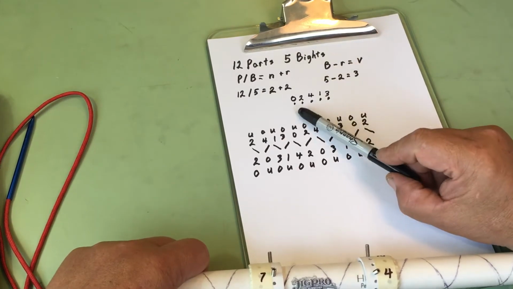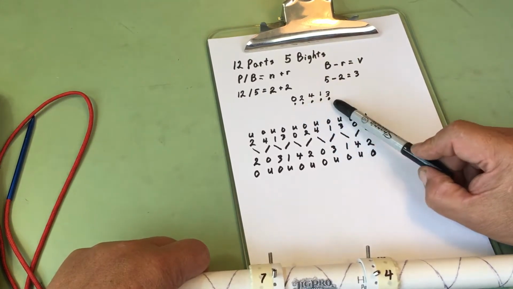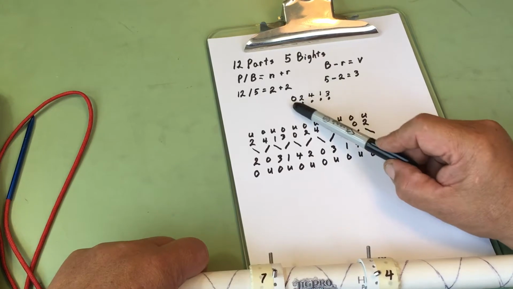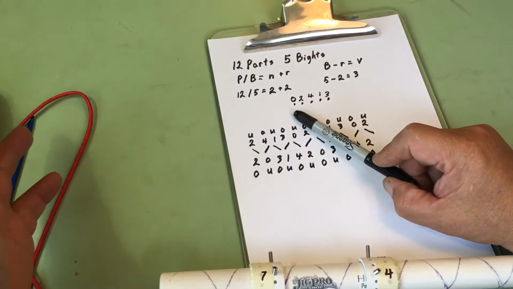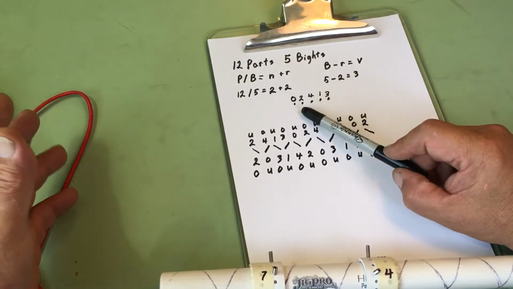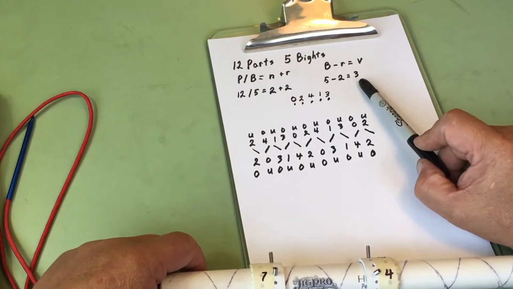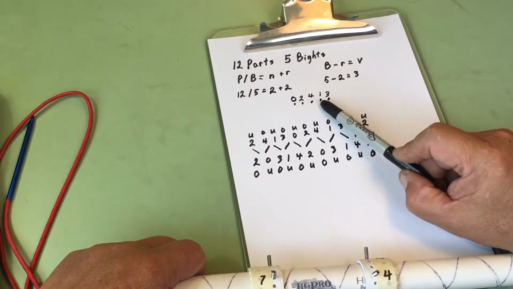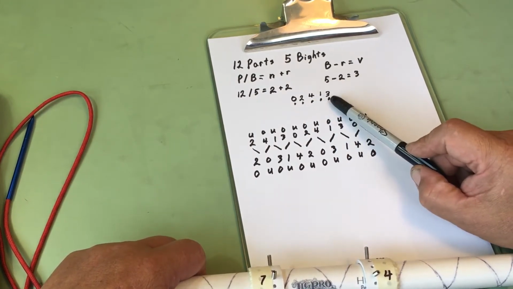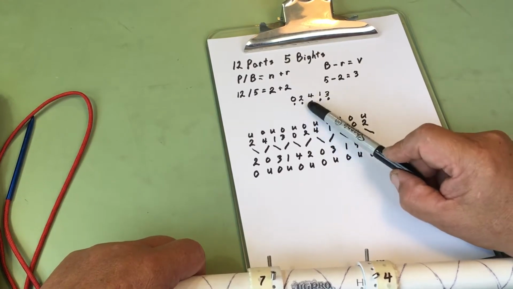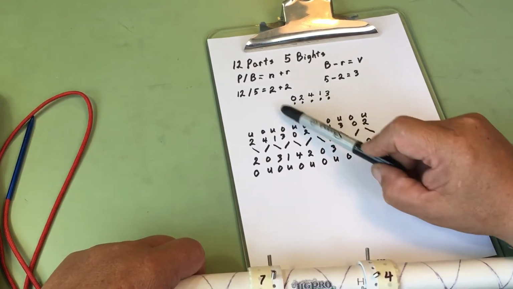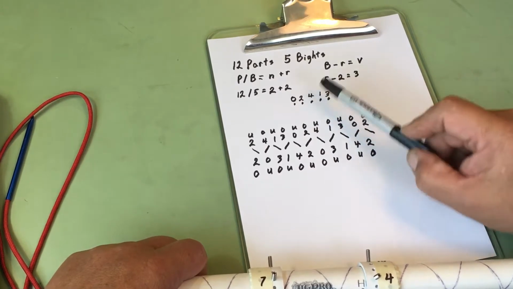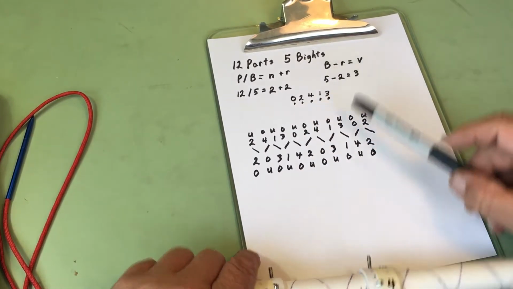So we mark off 5 dots for the number of bights. We place a 0 over the top of the left-hand bight, and we count over 3. 1, 2, 3. We place a 1. We count 1, 2, 3. Place a 2. 1, 2, 3. Place a 3. 1, 2, 3. Place a 4. That gives us our count value.